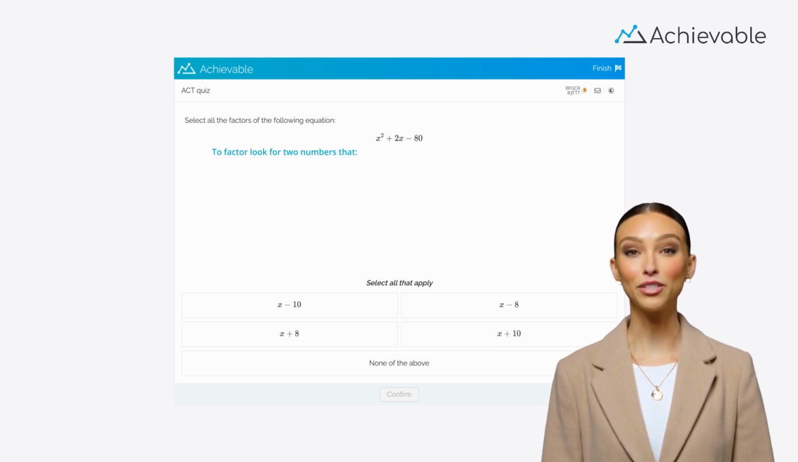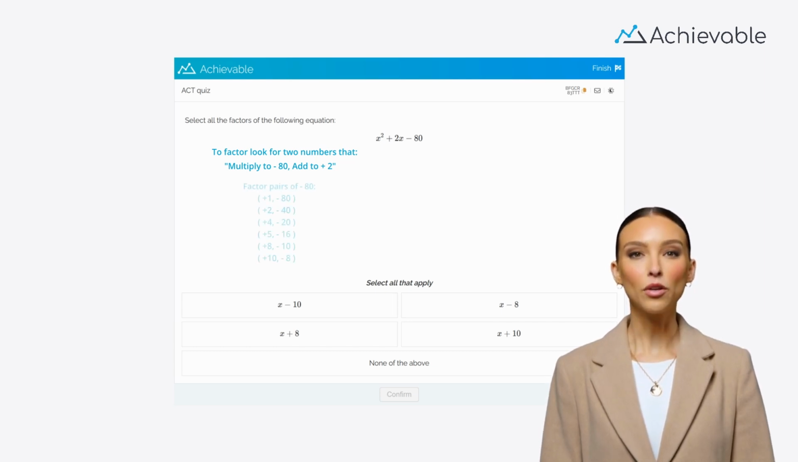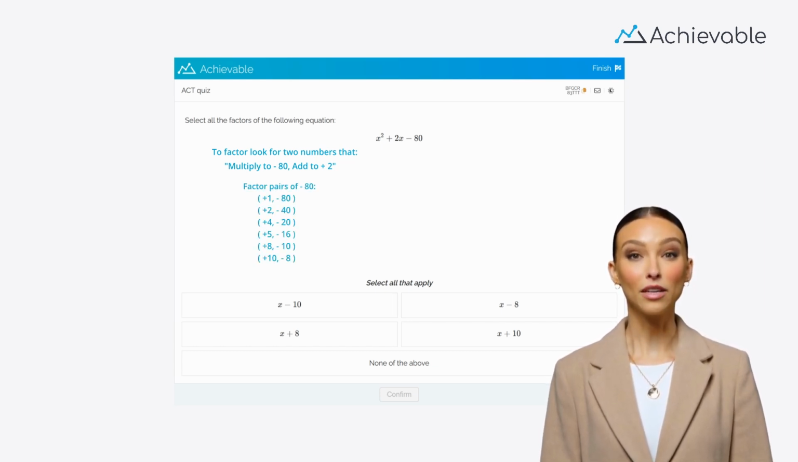First, notice that we have a quadratic in standard form, x squared plus 2x minus 80. To factor it, we're going to look for two numbers that multiply to negative 80 and add up to 2. Let's think of factor pairs of negative 80. We're looking for a pair where one number is positive and one is negative, because the product is negative, and they need to add up to 2.